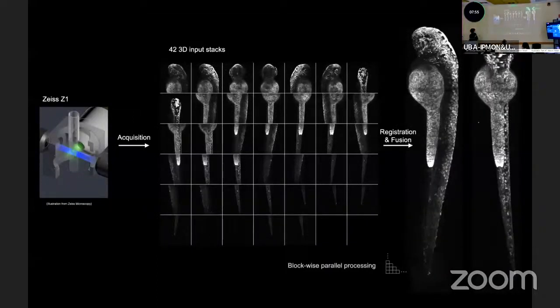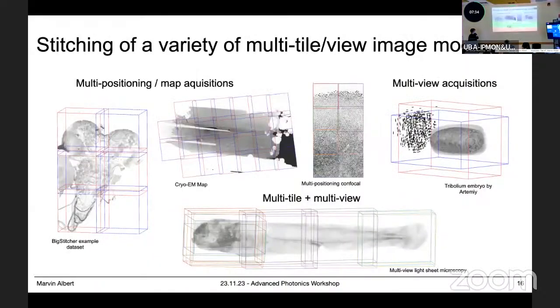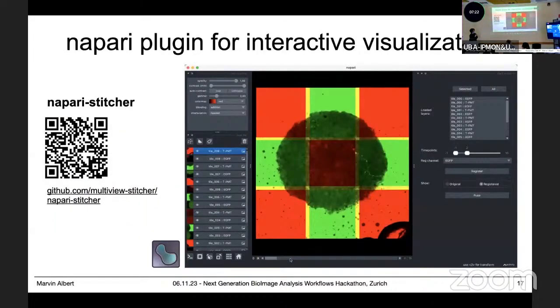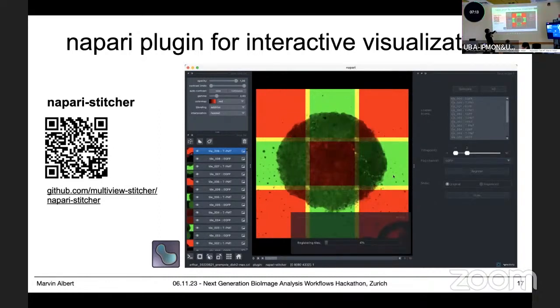Many people use a common multi-view light sheet microscope, the Zeiss Z1 or Z7, and we can take a lot of large input stacks and reconstruct these into total specimens, or all types of 2D and 3D data sets. We're also applying this a lot to cryo-EM maps. And there's a napari plugin that we also developed for these things, where you load in all of your image layers and then add them to the plugin.